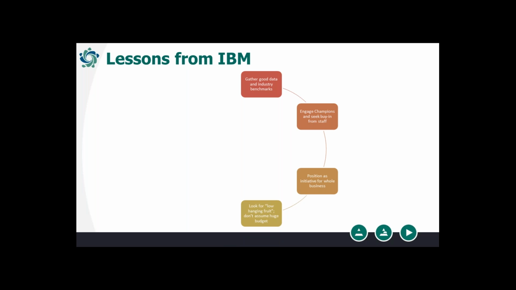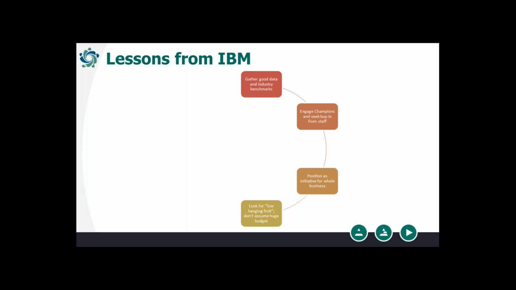Look for low-hanging fruit. Sorry, I'm just taking a drink of water here. So, there's a lot of things you can do that don't need a big budget. So what are they? Often awareness, training, things like that would fall in this bucket to get the ball rolling.